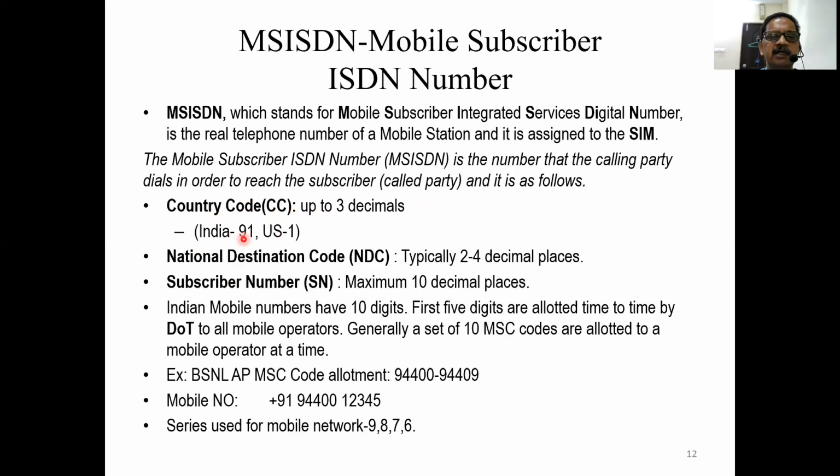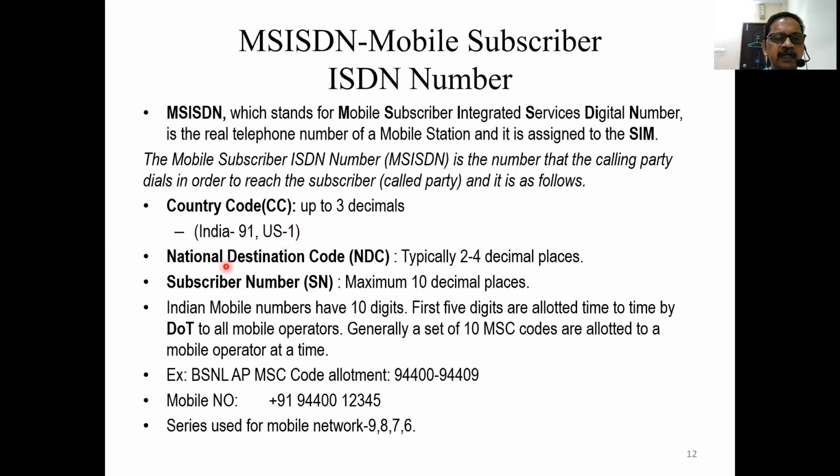There are some countries which have a country code of up to 3 digits. So it can be up to 3 decimals. It need not be 1, 2, or 3. It is not fixed; it depends upon the country. For the US, they have allocated 1.